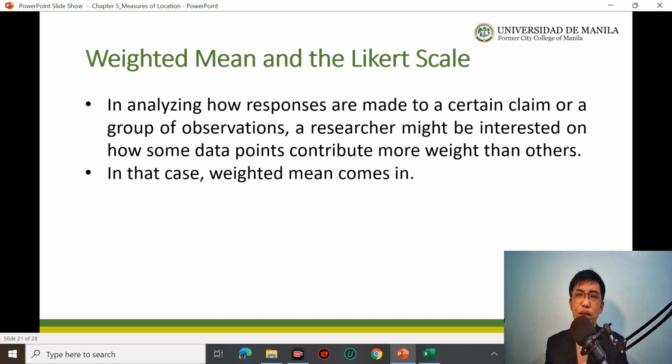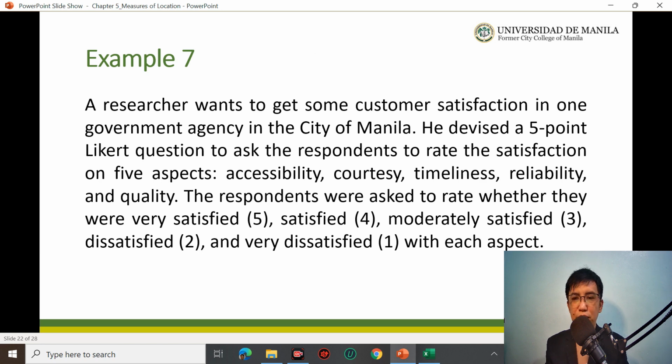Okay? Because dun sa 4, kung halimbawa meron kayong 30, so kung 4, 3, 2, 1, ilan lang sumagot sa 4, sa 30? So let's say 5. So that's 4 times 5. Ang weight ng 4 is 5. Okay? And so on and so forth. That's the idea of weighted mean. Let's have an example for you to really visualize what I'm talking about.